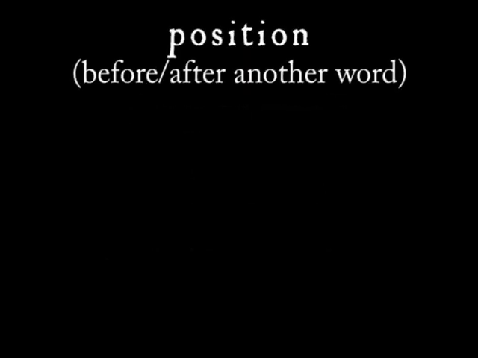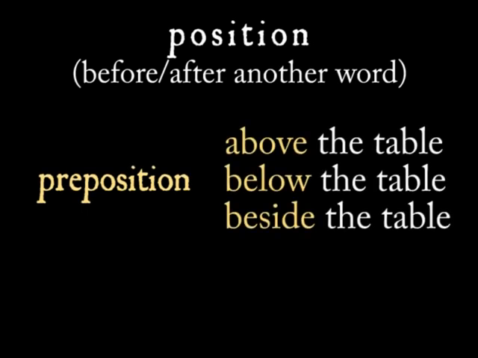Many languages use small grammatical words that sit next to the word they relate to. An example would be a preposition in English. What we know as prepositions usually describe some spatial or temporal relation, like above the table, below the table, beside the table. These are all prepositions.